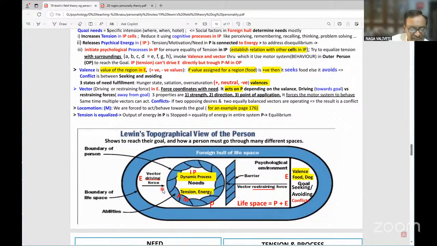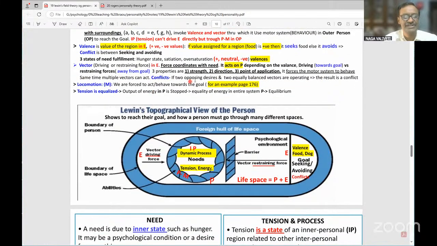You see, this is a vector. An arrow is there. Arrow means vector. If an arrow is showing, it is a vector. Please remember this is a fundamental point in the geometrical representation of vectors. Then we have seen that two opposing desires with equally balanced vectors result in conflict. Locomotion is the path you take from the inner P through perception and the motor system to the physical environment and hull. How this process is going on is discussed as a path. This is a path. Please remember it is a path.